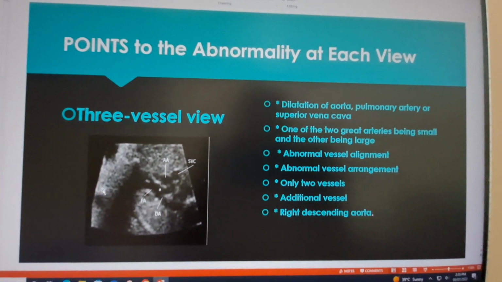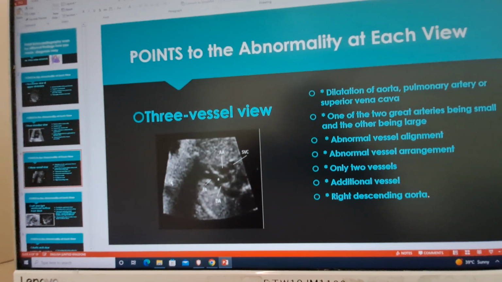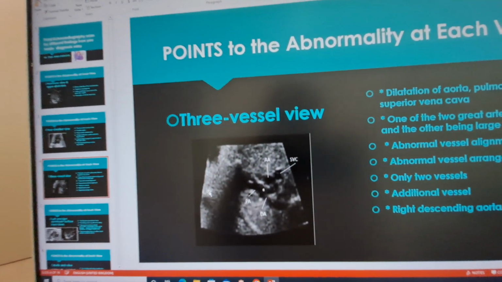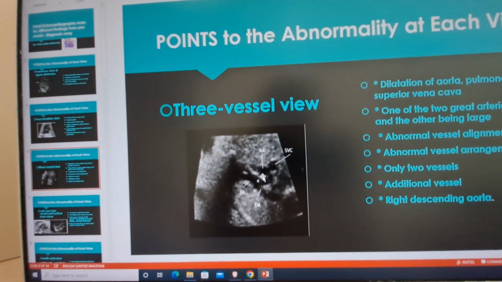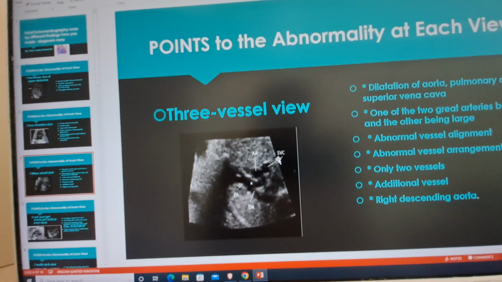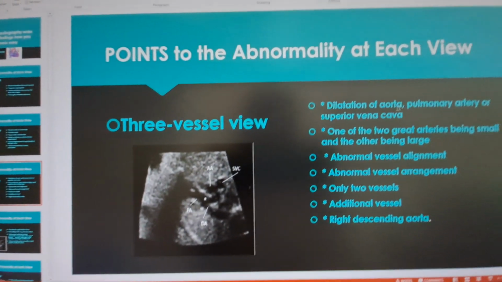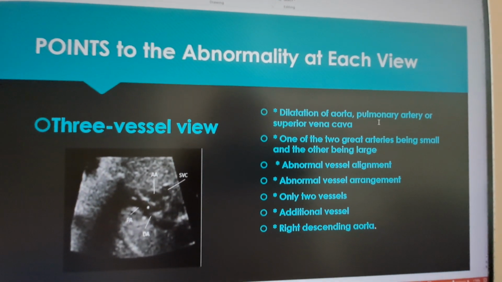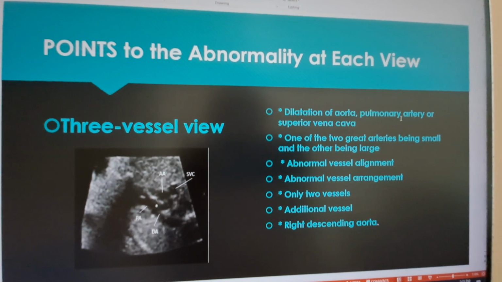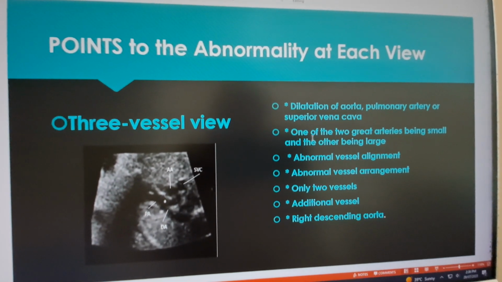Now we have to exclude the three vessel view. What is the three vessel view? You have to see three vessels: the superior vena cava, ascending aorta, and the pulmonary artery. These three vessel views are very important. In the three vessel tracheal view, if you see dilatation of the aorta, pulmonary artery, or superior vena cava, it means there is something abnormal.